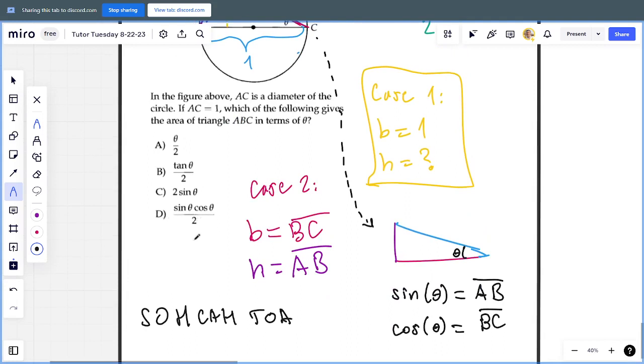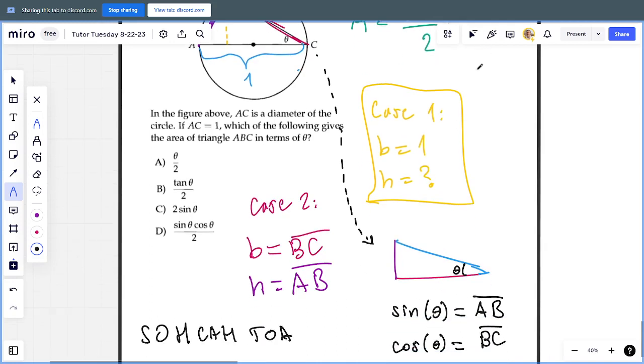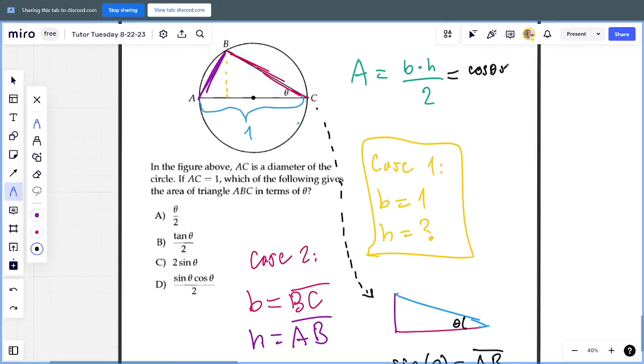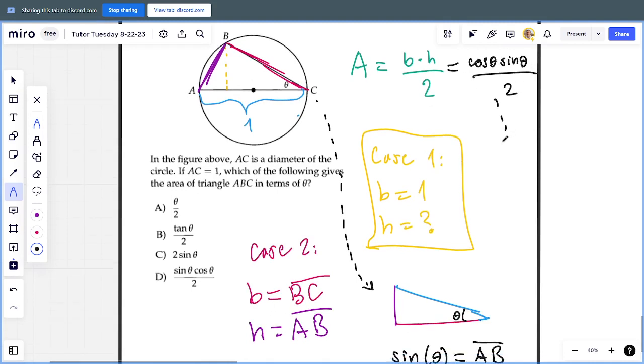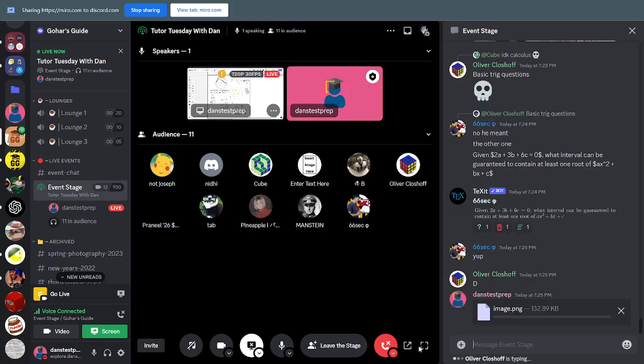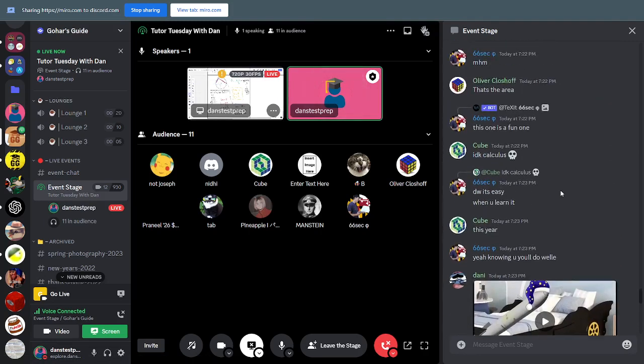So I would say for this one, if we look at area equals base times height over 2, remember we found our base was cosine of theta, looking at the triangle in the purple and pink orientation. The height was sine theta, and we have to divide by 2. So I would see this matches with answer choice D. And let me paste that in the chat for our math enthusiasts who can't see the problem right now. I hope that was clear for you guys to follow.